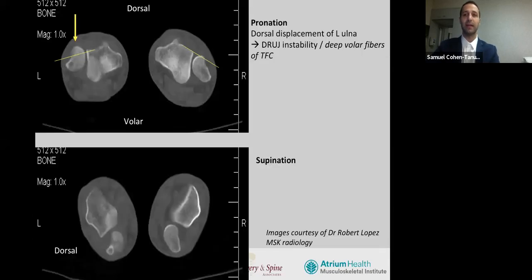The next slide here, this set of images, like a lot of the ones to follow, is courtesy of Dr. Robert Lopez of MSK Radiology, who helped me get some of these images. Here, a CT scan of this patient was obtained of both the symptomatic and asymptomatic wrist, at the extremes of pronation and supination within the scanner. So basically, you get 4 CT scans to assess for DRUJ instability. In the top image, you can see that the left DRUJ is unstable in pronation, with the distal ulna extending more dorsally than the contralateral side. This instability is not seen in supination, which suggests a tear in the deep volar fibers of the TFC.